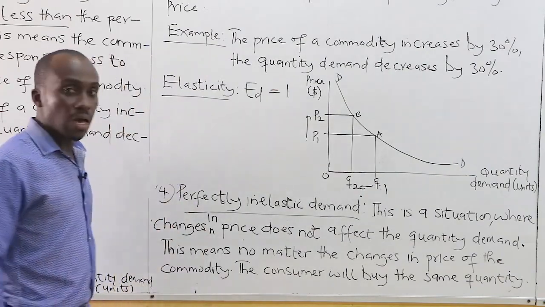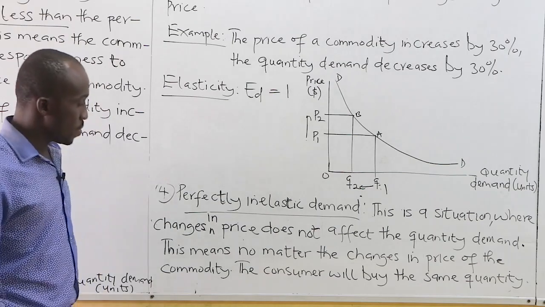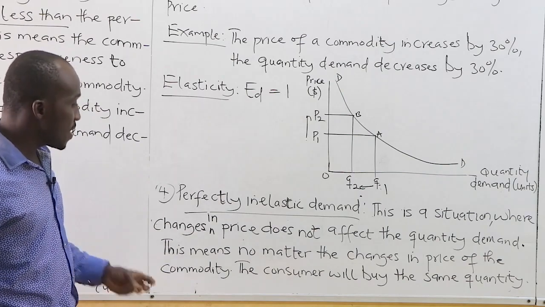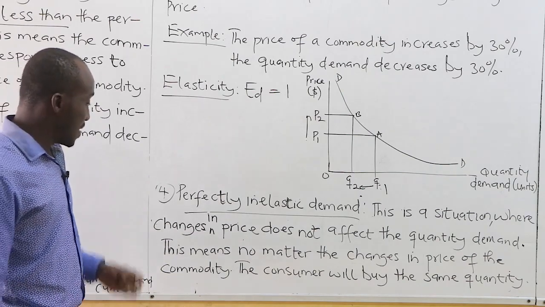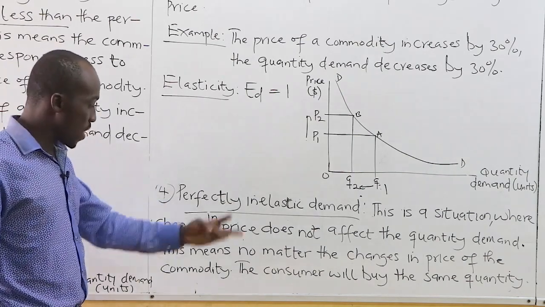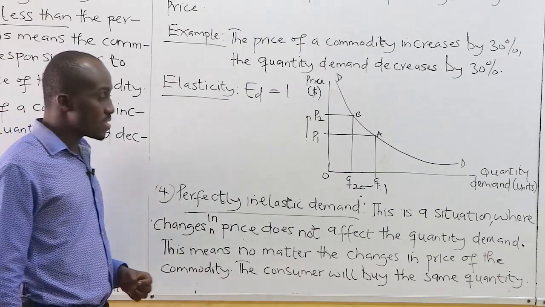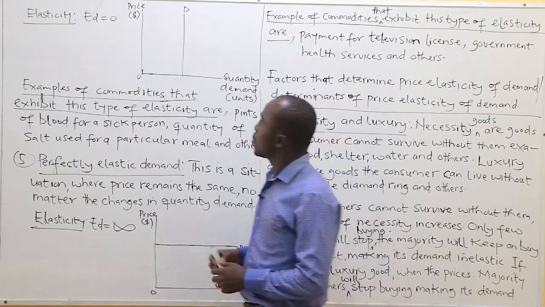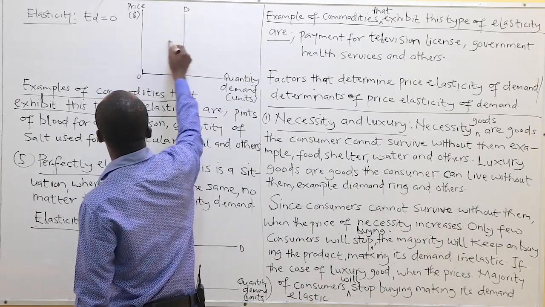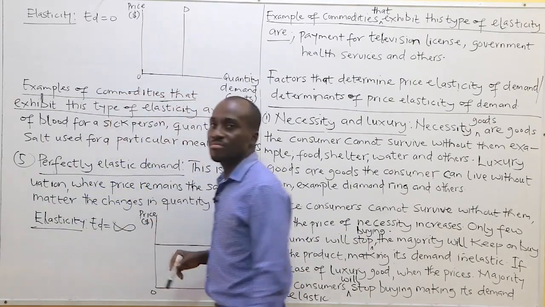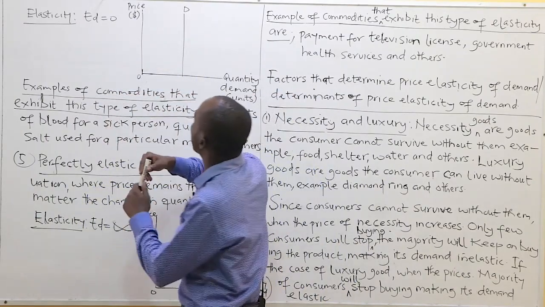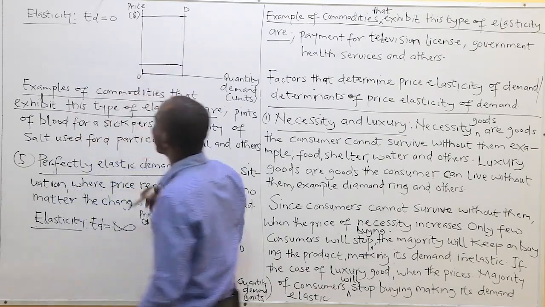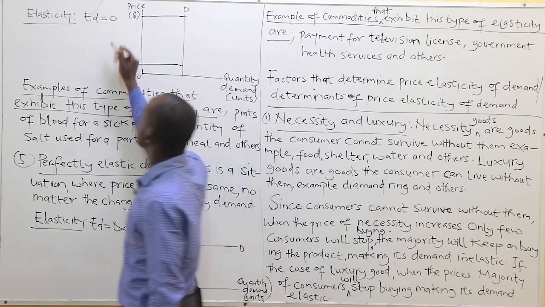Let's see the fourth one, perfectly inelastic demand. There is a situation where changes in price do not affect the quantity demanded. This means that no matter the changes in price of the commodity, the consumer will consume the same quantity. With perfectly inelastic demand, we say that no matter the changes in price, the demand is still the same. Whether price increases or decreases, the consumer demands the same. And elasticity is equal to 0.